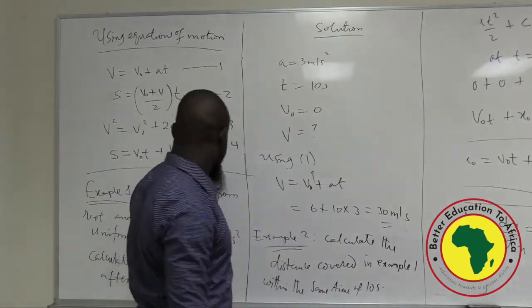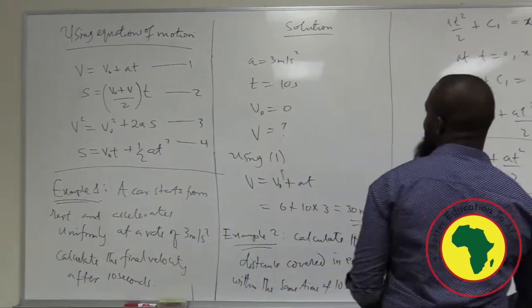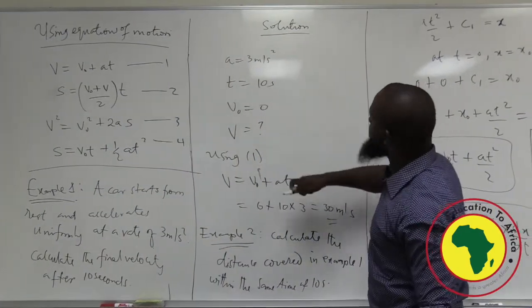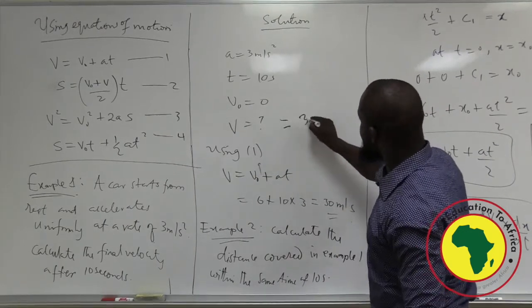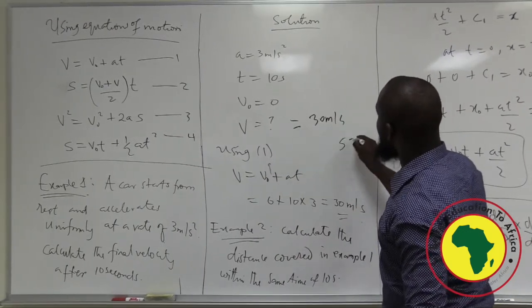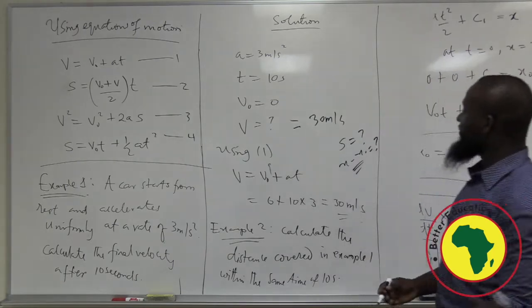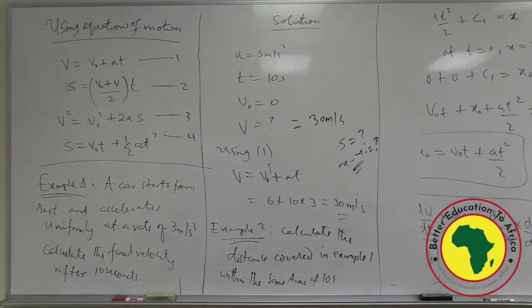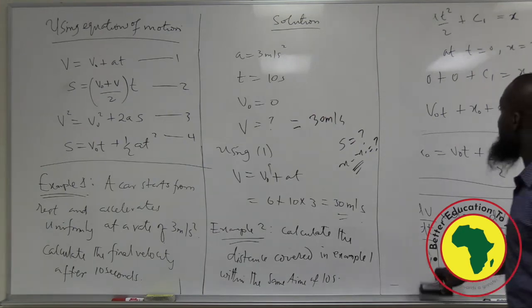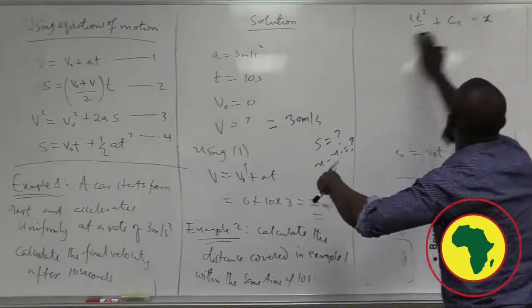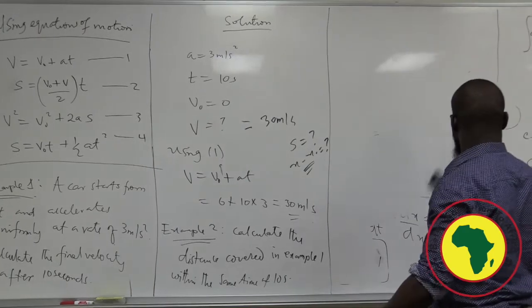Now, they want us to calculate the distance of that same problem. So now we have A, T, V naught. We already got V to be 30 meters per second. Now we are looking for S, which is your X minus X naught, if you like. So we are looking for X minus X naught, or the X. So how do we get S, the distance covered in that time?